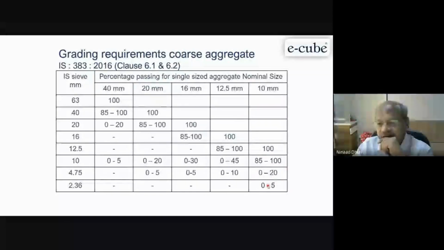If you add more sand also, because in sand this fraction is also available. So when you are using 20 mm, 10 mm and sand, you must go for proper understanding of proportioning of materials.